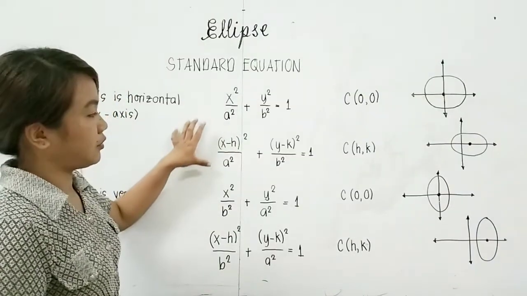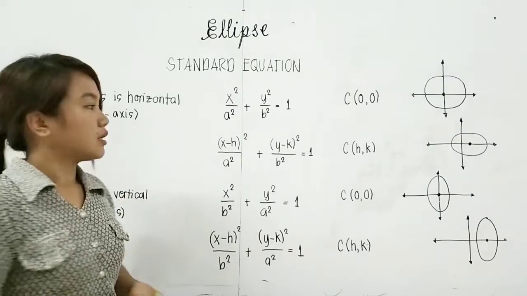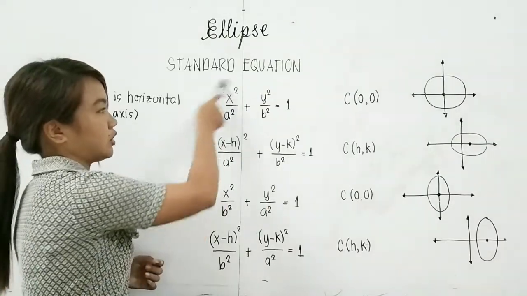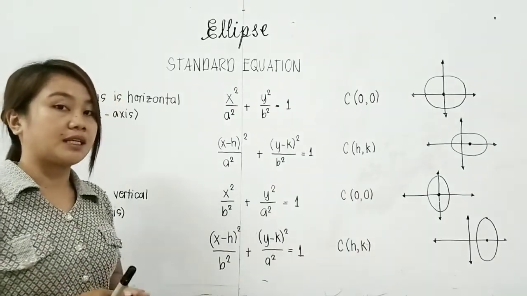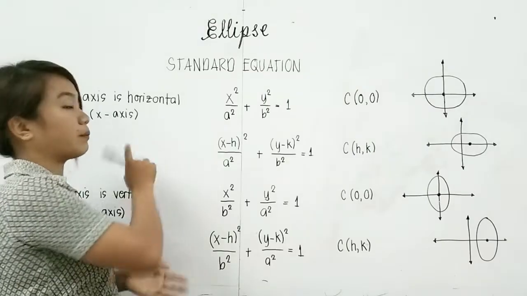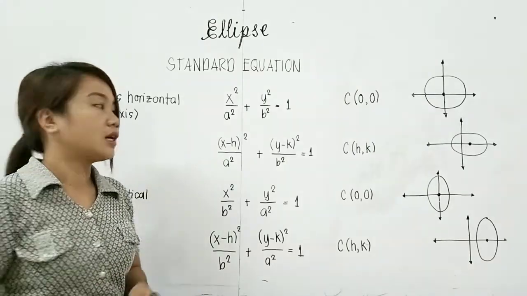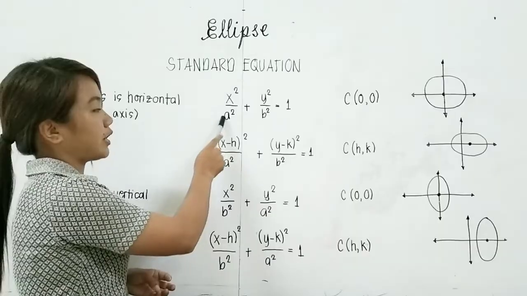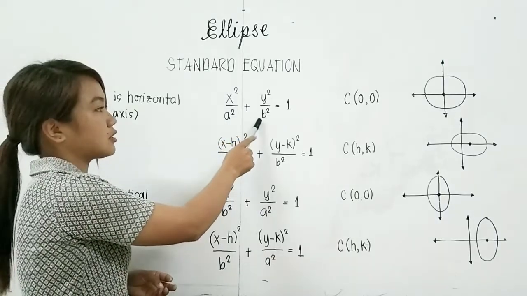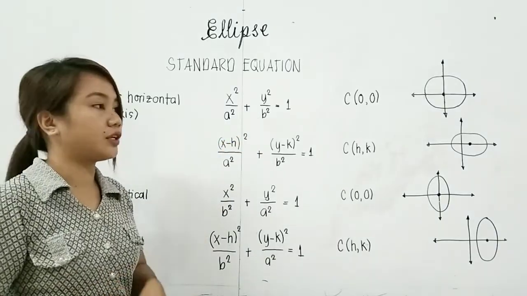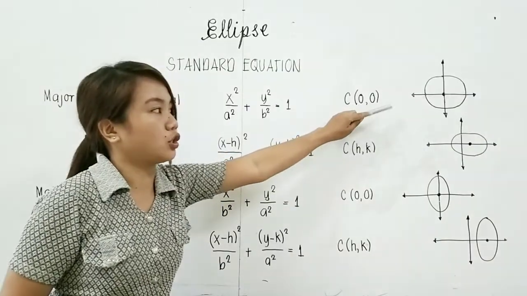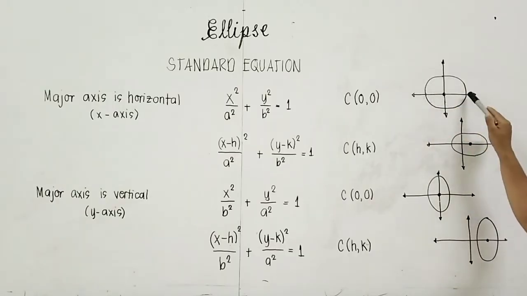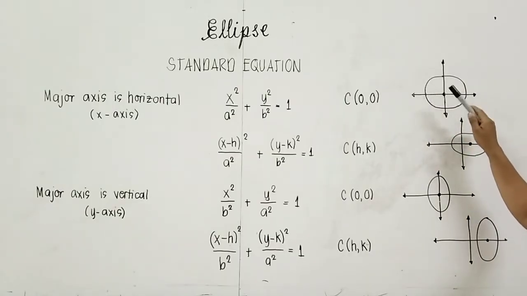So as you can see here on the board, we have 4 equations. These first 2 equations are the standard equations of an ellipse if the major axis is horizontal or parallel to the x-axis. So first, we have x squared over a squared plus y squared over b squared is equal to 1 if the center is at the origin or at 0, 0. So that is the illustration. We have here the major axis is horizontal and our center is 0, 0.